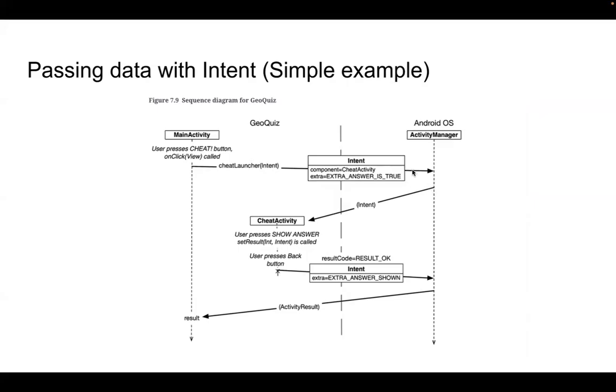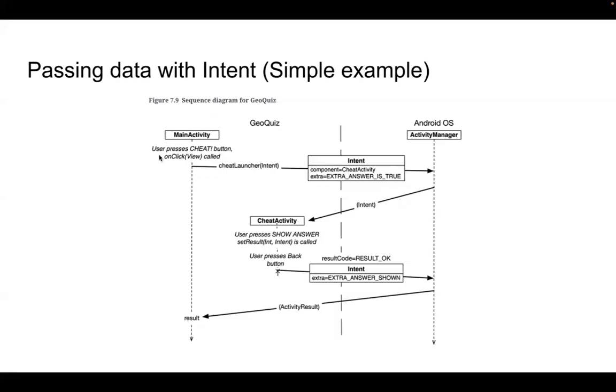So the thing that it does is a very unusual thing. Rather than communicating within the app itself, inside the project itself, it goes to the Android OS. So it goes to the operating system, and this thing called the activity manager will open this cheat activity here, right? And then now the user presses the show answer. So that means he's cheating. The student is cheating.